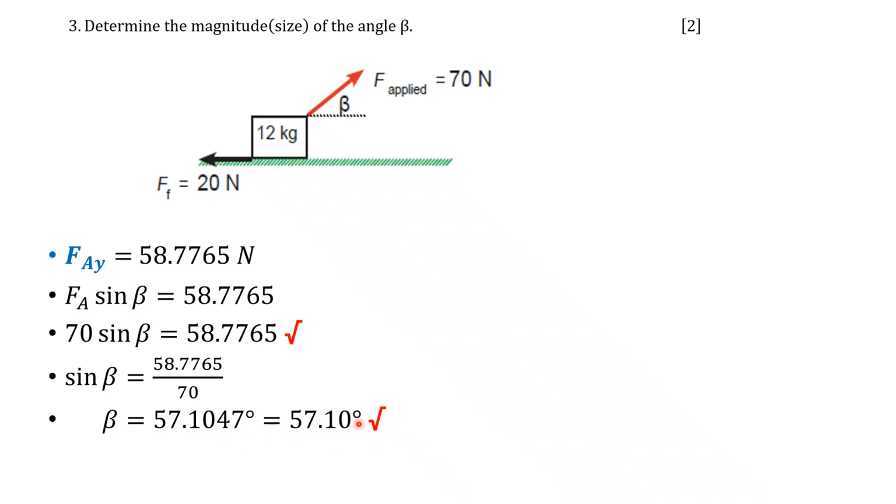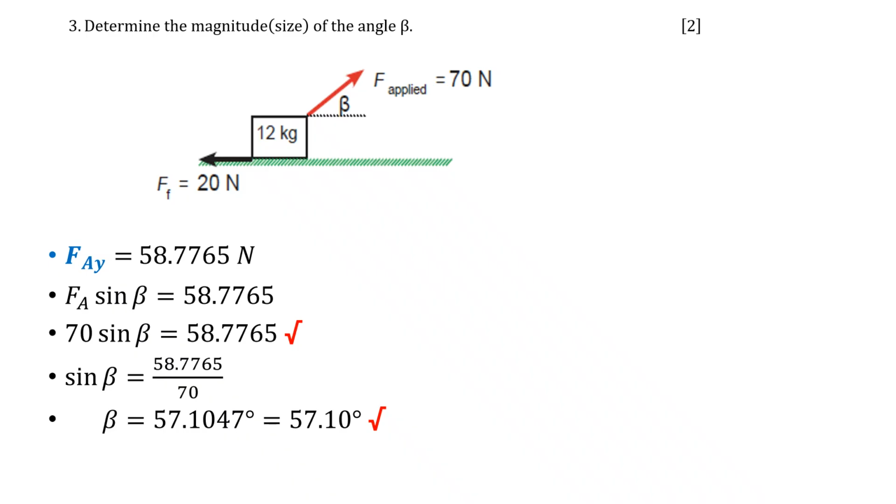1 mark. Please, the degrees sign, very important. I'm calculating an angle. 57,10 and 57,10 degrees are two totally different things. Right, so 1 mark there for understanding that 70 sine beta equals 58,7765, and then another mark there for getting 57,10 degrees.